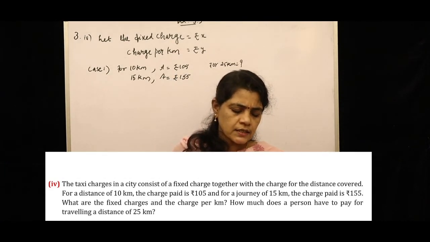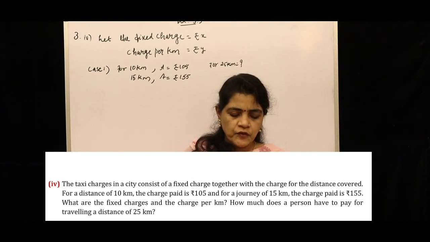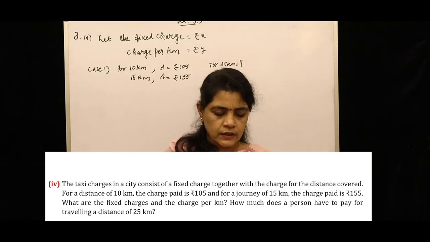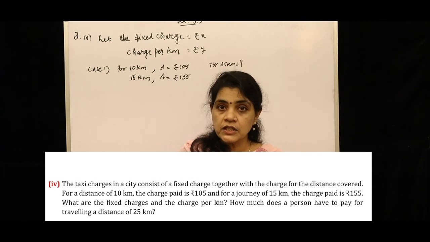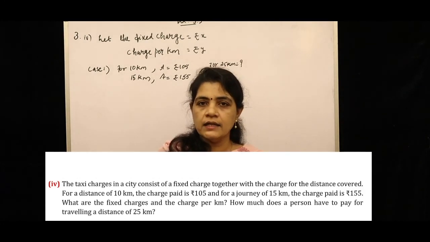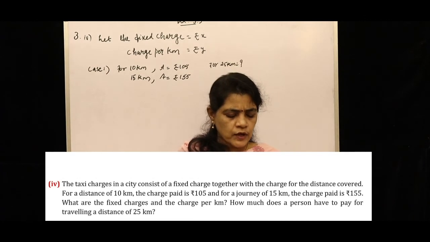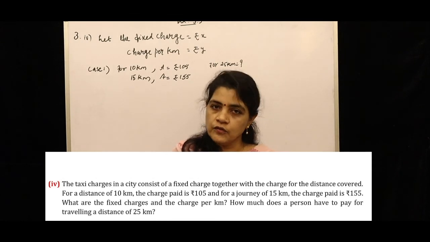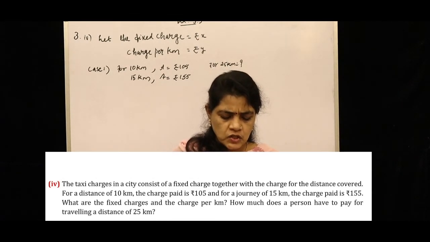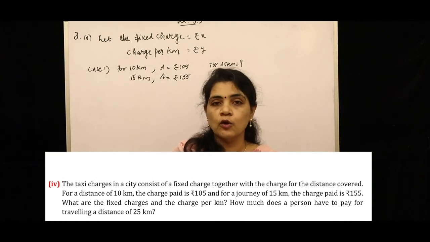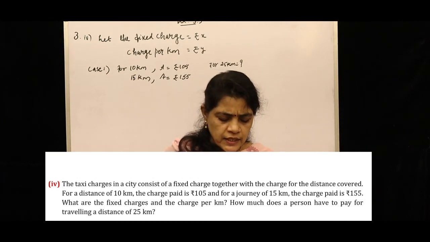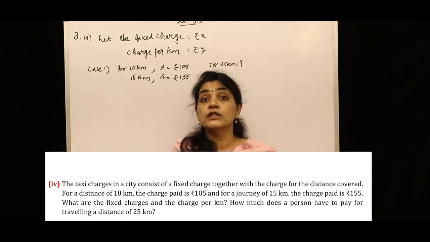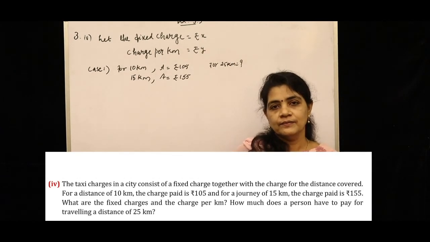The taxi charges in a city consist of a fixed charge together with the charges for the distance covered. For a distance of 10 km, the charge paid is rupees 105. And for a journey of 15 km, the charge paid is 155. What are the fixed charges and charge per kilometer? How much does a person have to pay for travelling a distance of 25 km? This is the question. Clear, children?